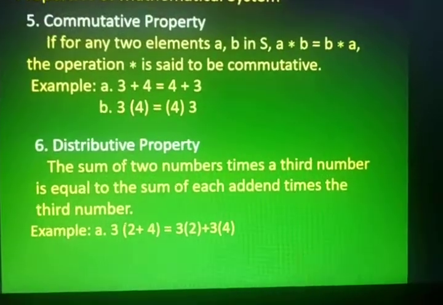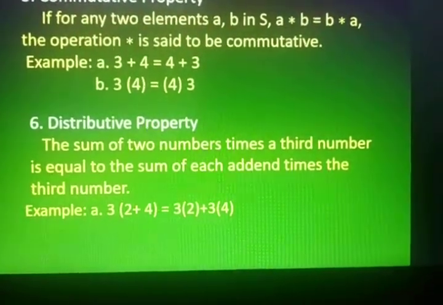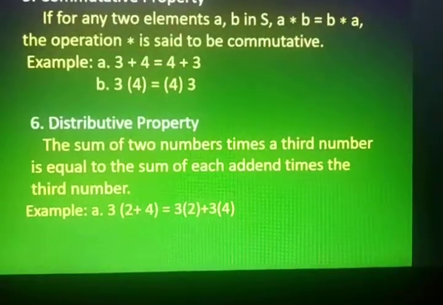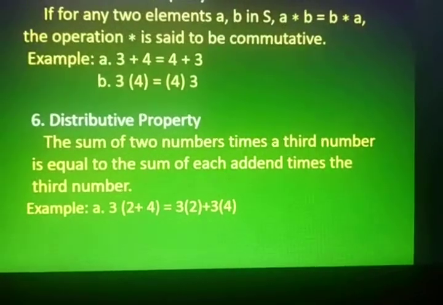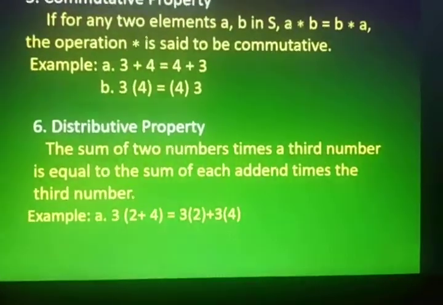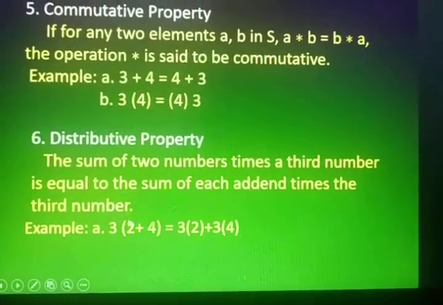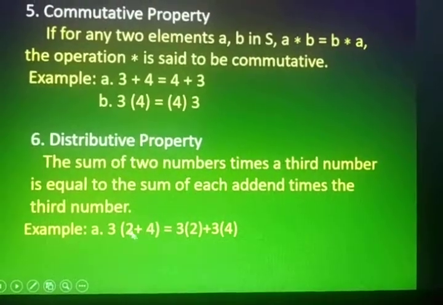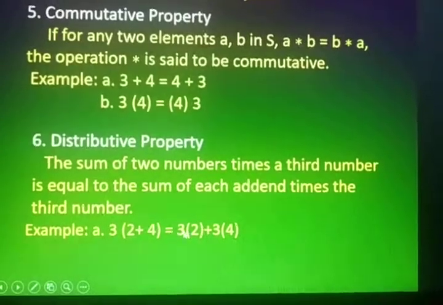Continuing with the example of distributive property, we have example A, 3 times quantity 2 plus 4 equals, is still the same with, if we distribute the power of the multiplicative power of 3 to 2 and 4. So, one by one, we distribute 3. 3 times 2, there. And then, separated by a plus sign. 3 again, we distribute to 4.